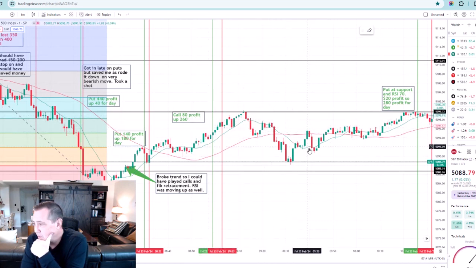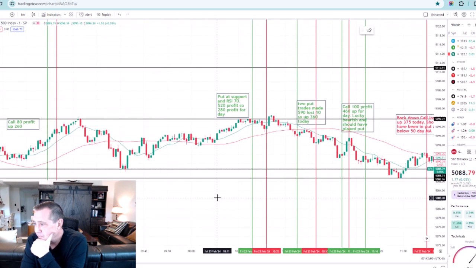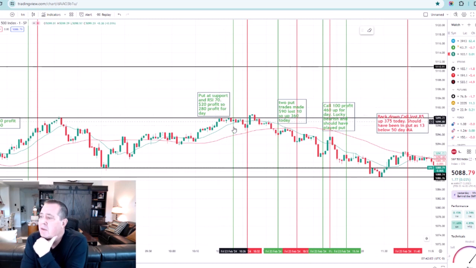Moving along, we broke back down below the 50, the 13. Here, we were up above. I thought we were at a support line here. I was above. I didn't follow my rules. I got lucky. I still made $20 profit, up 280 for the day. We were getting ready to cross here and trending down. So I did 2 put trades and lost $10 on one, made 90.